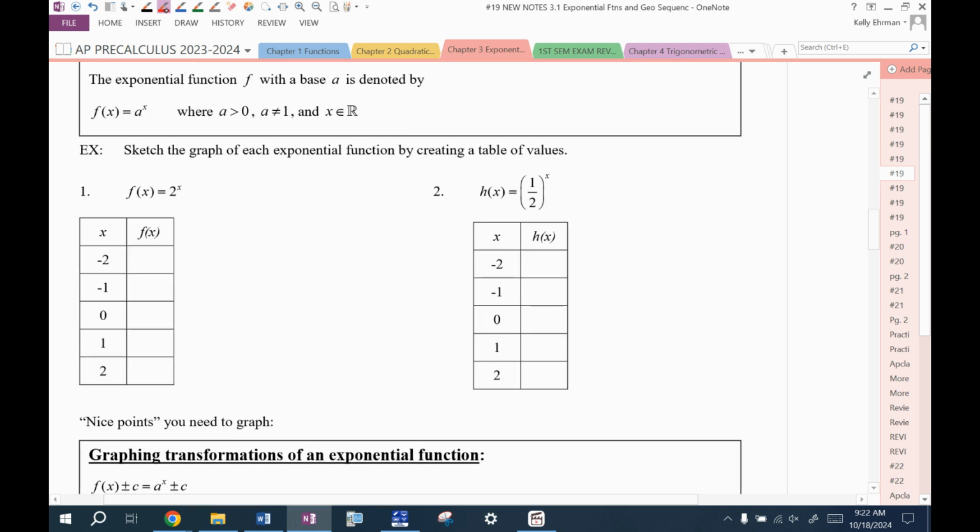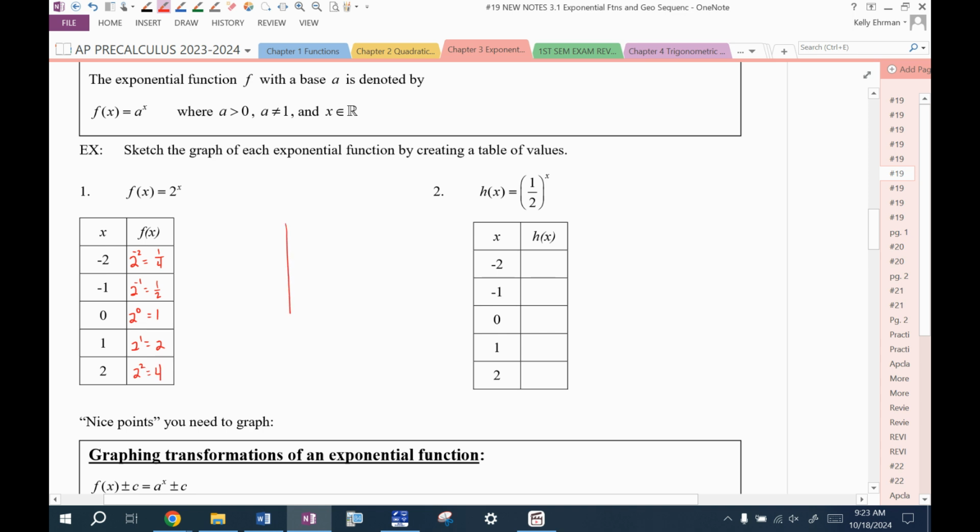So let's just sketch a couple of graphs just by using a table of points. So if I want to think about f of x equals 2 to the x, 2 to the negative 2 is 1 over 2 squared, so 1/4. 2 to the negative 1 is 1/2. Anything to the 0 is equal to 1. 2 to the first is equal to 2. And 2 to the second is equal to 4.